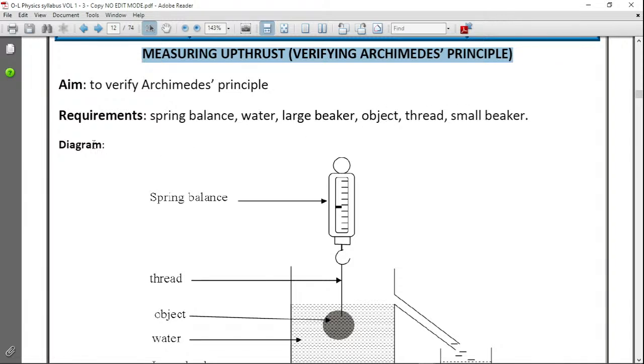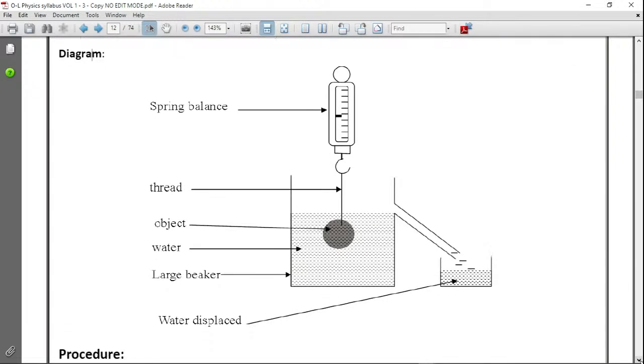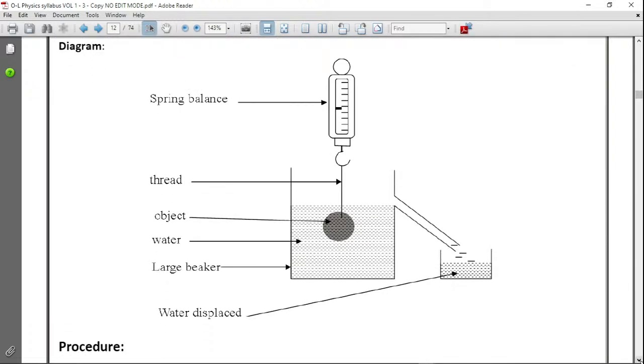Then the next step is the diagram or the setup. So this is the diagram or the setup to measure Archimedes' principle. Now this one is fixed to a support. This is the support. So the spring balance is fixed to this support.